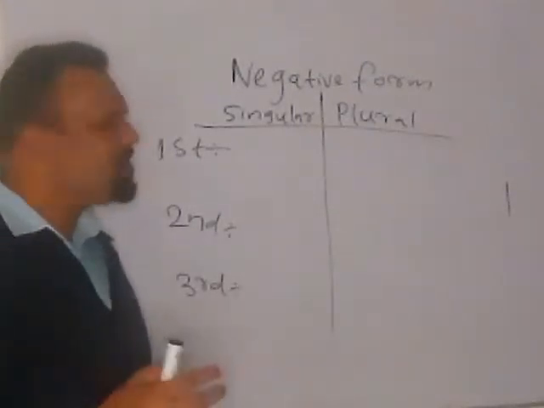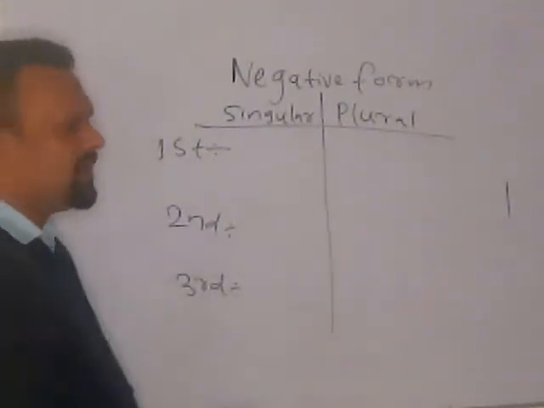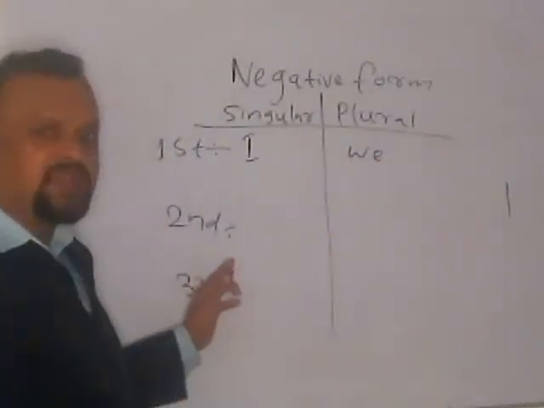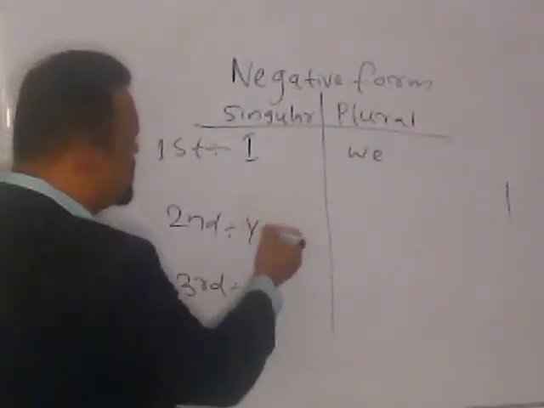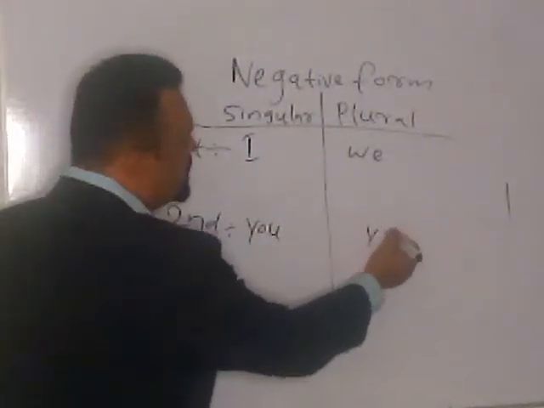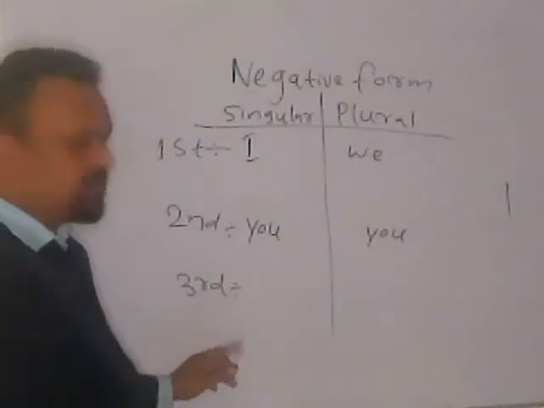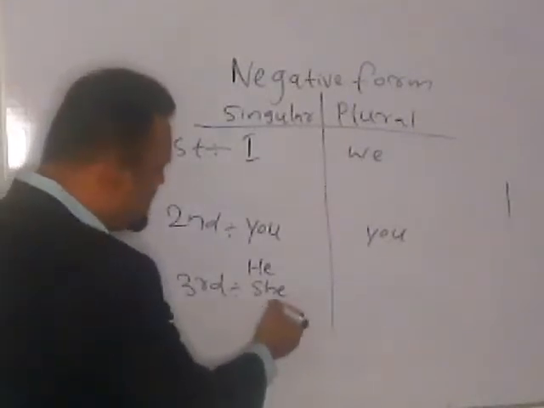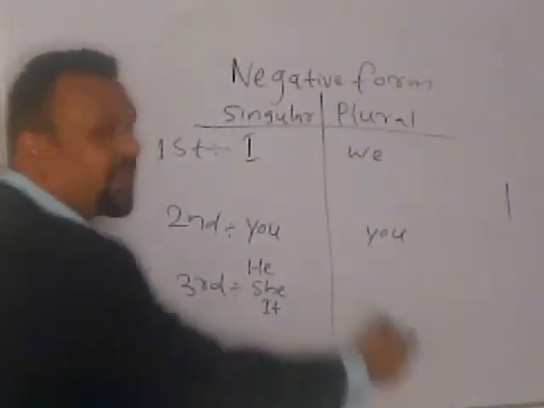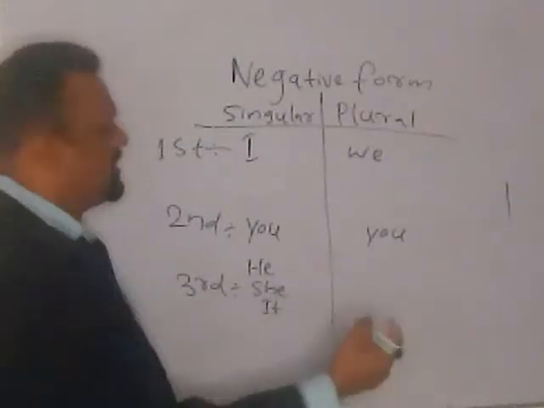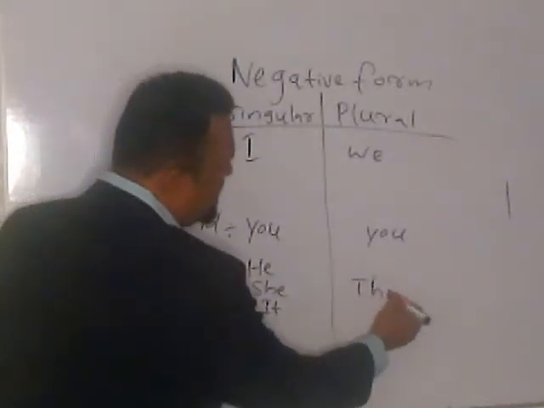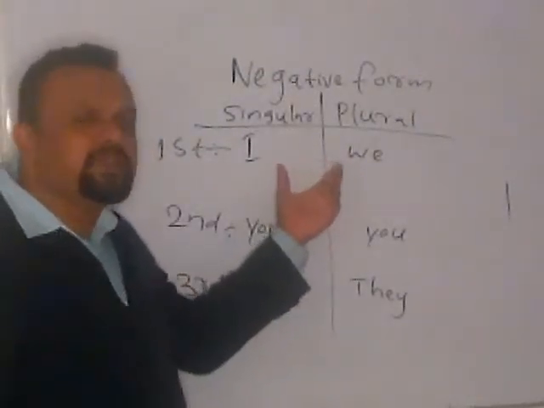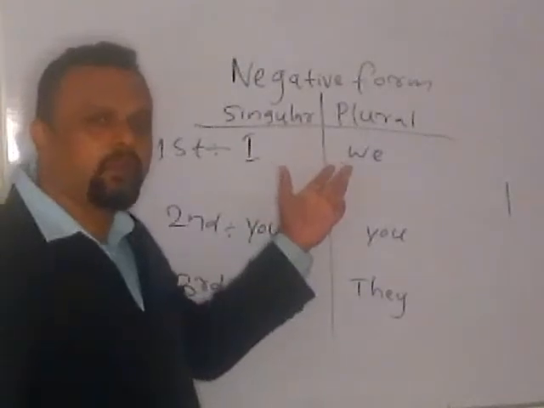What are the first person pronouns? I, we. What are the second person pronouns? You. In this also you. Third person pronouns. He, she, and it. What are the third person plural? They.